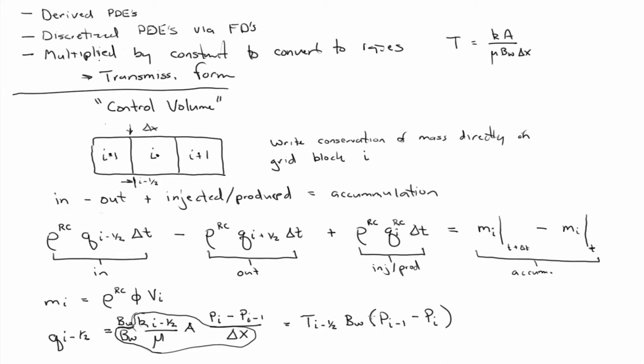Right, but here you subtract. Yeah. You just flip them. Oh, I see what you're saying. Yeah. So, yeah, I shouldn't have done that. I'm sorry. This should have actually been pi minus 1 pi.